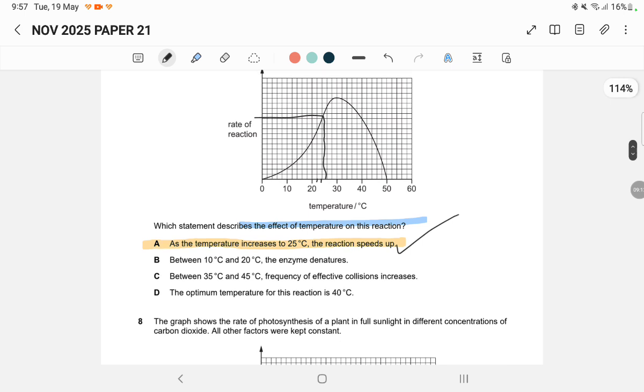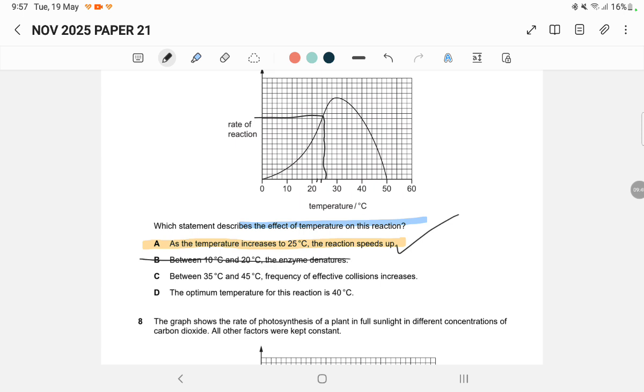Letter B. Between 10 degrees Celsius and 20 degrees Celsius, the enzyme denatures? Of course not, because the rate of reaction is still increasing. The rate of reaction is not decreasing, okay? So as the rate of reaction is increasing between 10 degrees Celsius and 20 degrees Celsius, the enzyme won't denature. No, because after the optimum temperature is exceeded, that is when the enzyme will denature. But before that, of course, it will not be denatured.